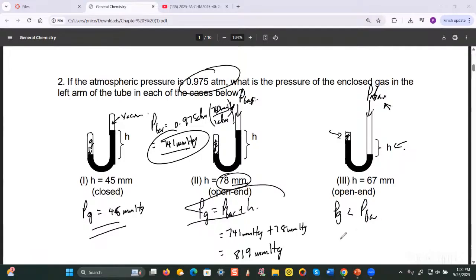Yes, ma'am. So barometric pressure will equal the pressure of the gas plus the height. Exactly. You're absolutely correct, my dear lady. P bar is going to be equal to the pressure of the gas plus the height. Exactly. So how do we find the pressure of the gas based on that? Pressure of the gas will be equal to what? Simple algebra.